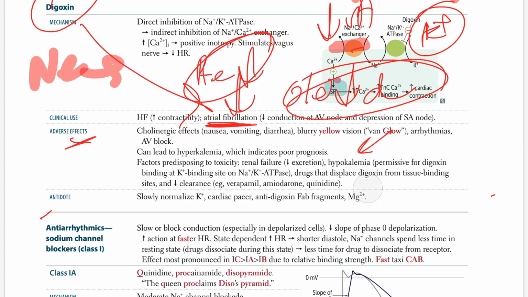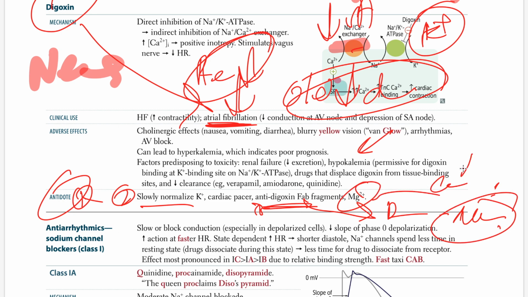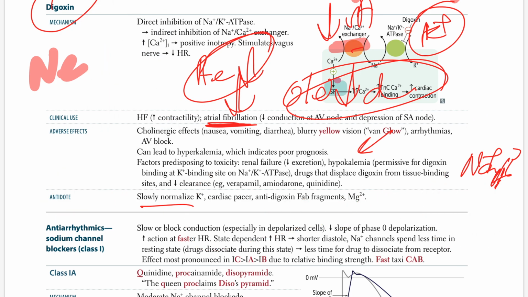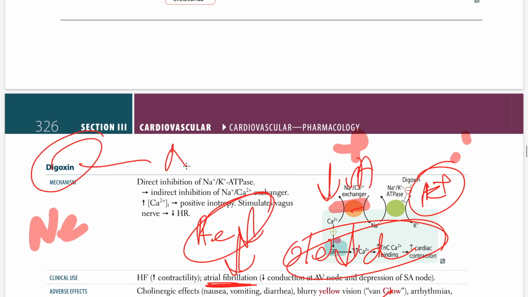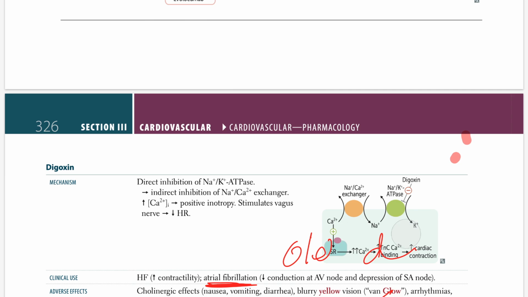Antidote. For the antidote, first of all, stop the drug. Second thing, normalize potassium. Third thing, anti-digoxin Fab fragments, to which the digoxin binds and leaves the sodium potassium ATPase channel alone. Magnesium is a cofactor for the channel, so you're giving potassium, but you're also giving magnesium for the channel to properly start working. Okay, and one more last point: digoxin has a narrow therapeutic index, so be careful with the dosage. And that is all for digoxin.